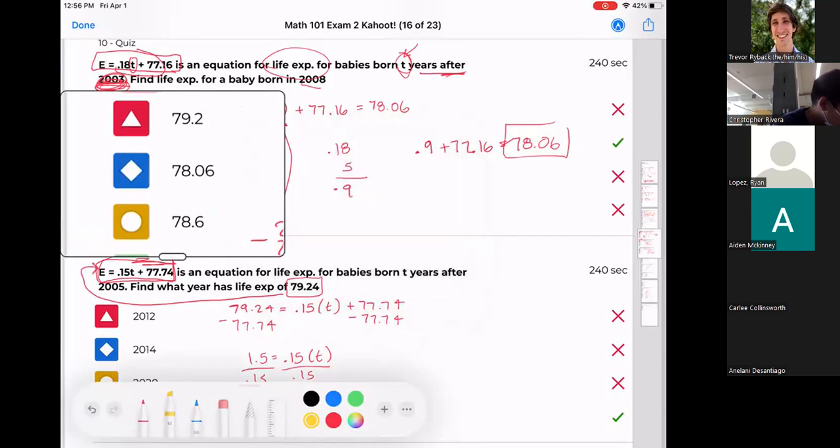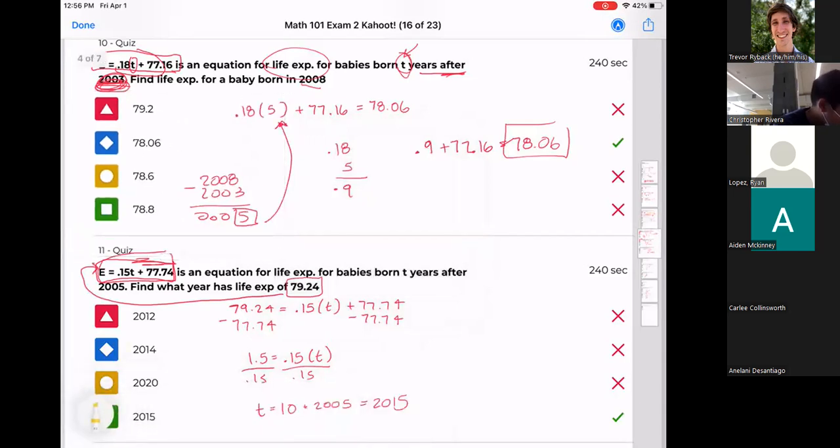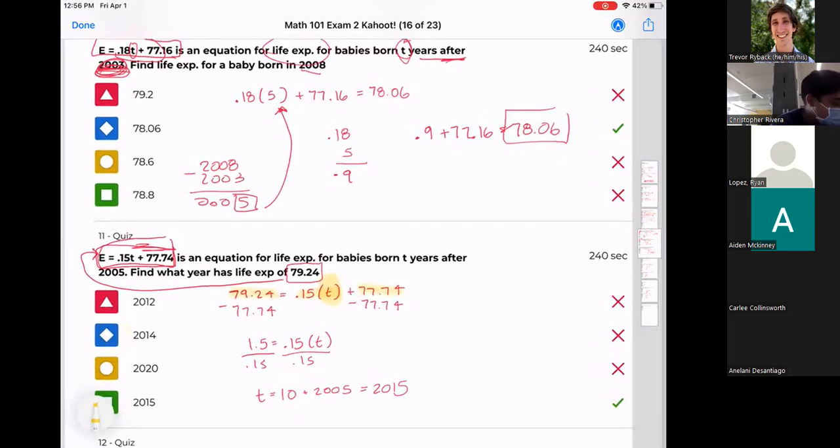So I'm going to do 79.24 equals 0.15t plus 77.74, and I'm going to solve for t. To do that, we're going to try to isolate t, so we're going to put everything on the other side and get t by itself. First we have to subtract 77.74 from this side, and what you do to one side, you have to do to the other as well. So 79.24 minus 77.74 is going to give us 1.5.